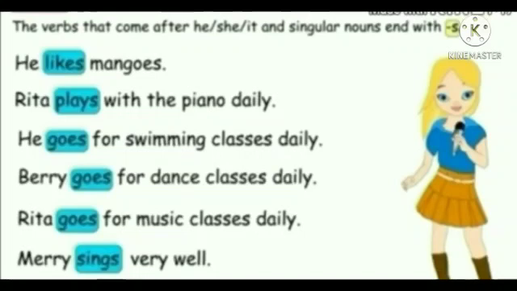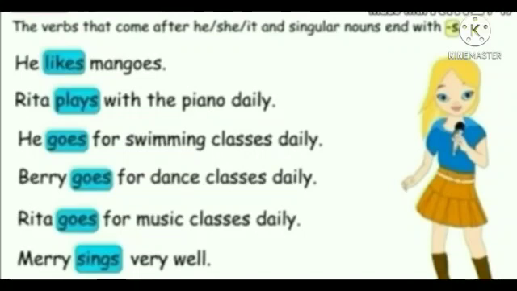So dear children, the verbs that come after he, she, it and any singular noun end with S or ES. For example, he likes mangoes. Here, he is the singular subject or singular noun. So we add S to the verb like. So the sentence becomes, he likes mangoes. Second one, Rita plays with the piano daily. Rita is the singular noun. So we add S to the verb. So, Rita plays with the piano daily.